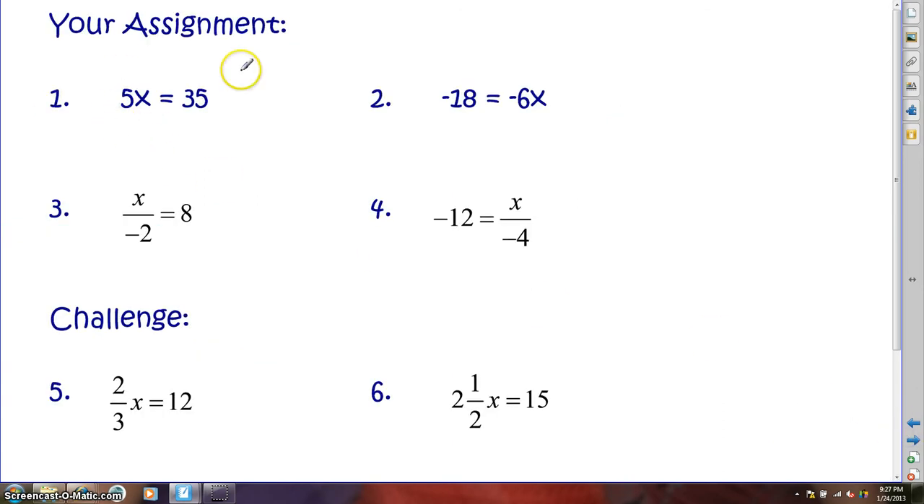Your assignment, you have 4 questions or 4 problems you need to do on your paper. Write down each equation and show how you solved it. If you need help, you can rewind the video and watch different parts again. But your goal is to end up with all 4 of these with the correct answer and the work shown accurately. If you'd like a challenge, you can answer questions 5 and 6. They have some fractions in there. See if you can figure out what to do with those and how you would solve those. Make sure you bring your paper with all of your work shown with you to class tomorrow.